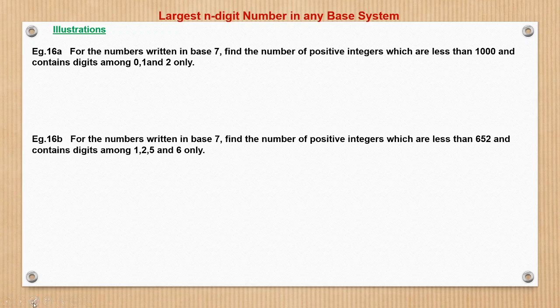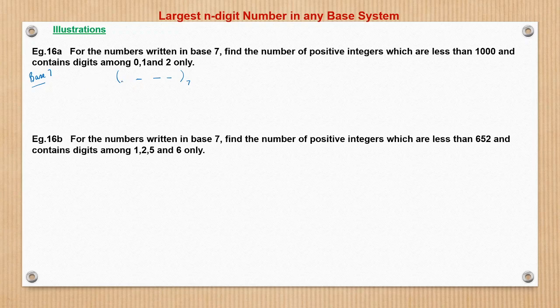Now we come to question 16. For the numbers written in base 7, find the number of positive integers which are less than 1000 and contain only digits among 0, 1, 2. Numbers written in base 7 less than 1000 means it has to be a 3-digit number in base 7.